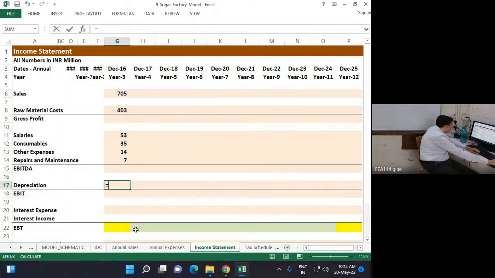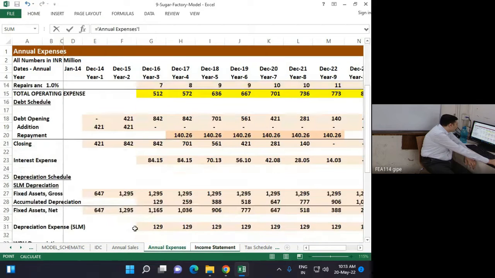Again from annual expenses. Now for depreciation, we have calculated depreciation in two ways. One is the straight line and other is the WDV method. And we are always making the books as per the straight line method. And then what to do with the WDV depreciation? We will use it while we are building the tax schedule. So let's take the straight line depreciation.